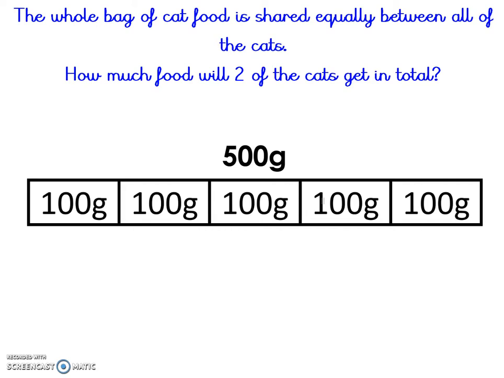Now we're being asked how much food will 2 of the cats have in total. Well, we know that each one of these sections, each one of the fifths, represents 1 cat. So now I've highlighted 2 of those fifths, 2 fifths, where you can see each fifth has 100 grams. So 2 fifths of 500 grams must be 100 grams plus 100 grams equals 200 grams. So how much food will 2 of the cats get in total? Well, our answer is going to be 200 grams.